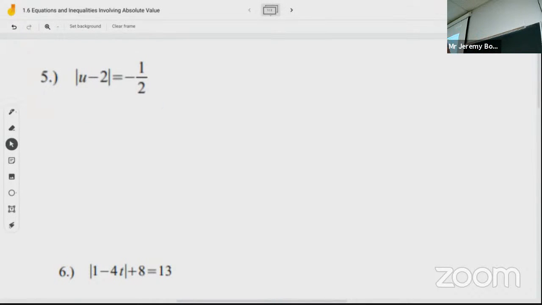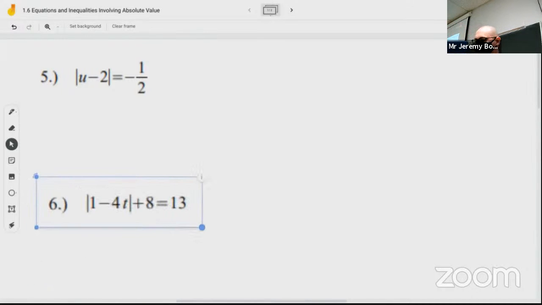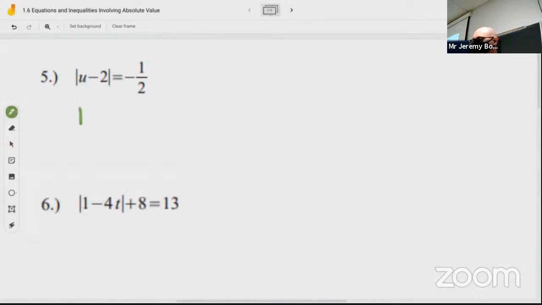All right. 5, we got the absolute value of u minus 2, that's all in the absolute value, is equal to -1/2. What's the solution to that one going to be? No solution, because you can't have the result of an absolute value equal to a negative number. We got the absolute value isolated already. It's equal to -1/2. There's nothing I can put in there that will give me that.